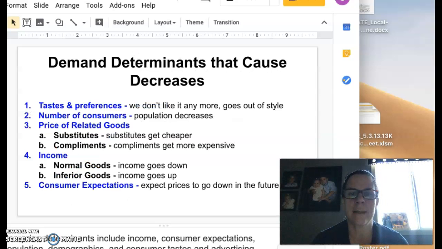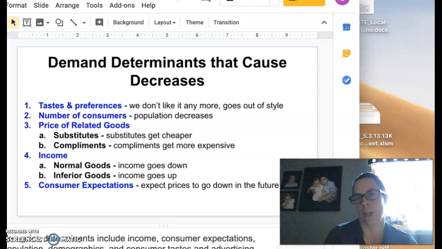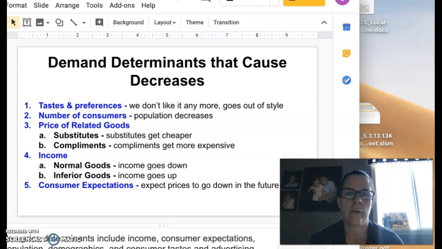Here's some reasons why demand might decrease. People don't like the product anymore. It goes out of style. You have a lower population. I think of that with churches, even in Albion.